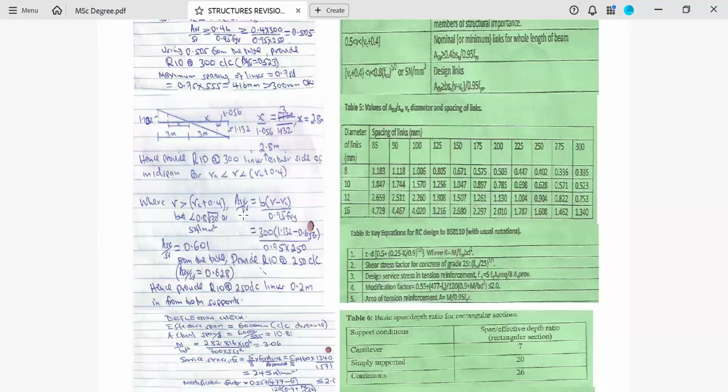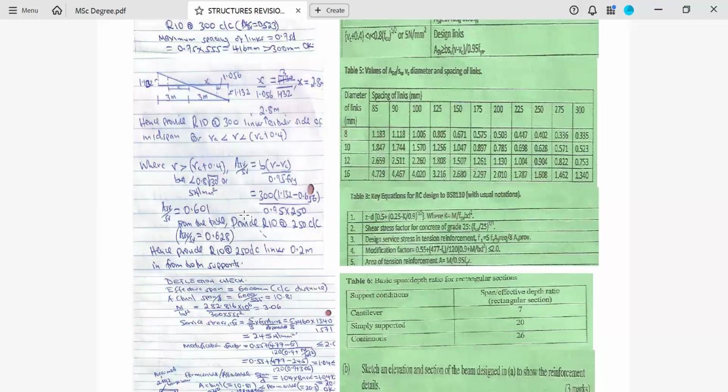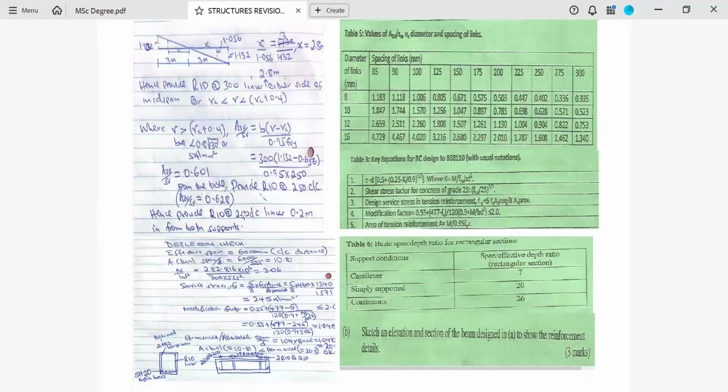Then now we go to deflection check. Now deflection check, we start with what? We start with the effective span. Remember effective span, we have two formulas. We either use center to center distance.